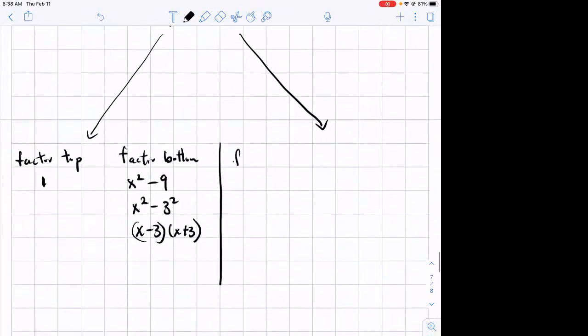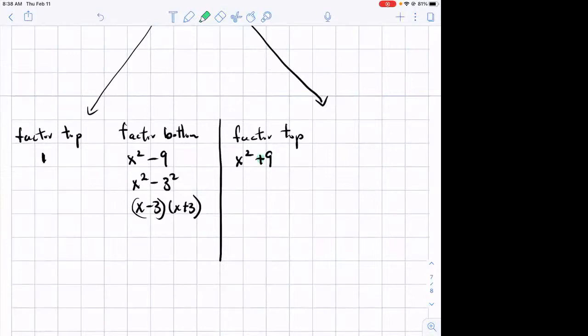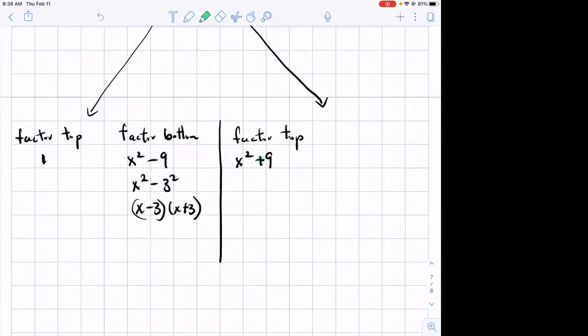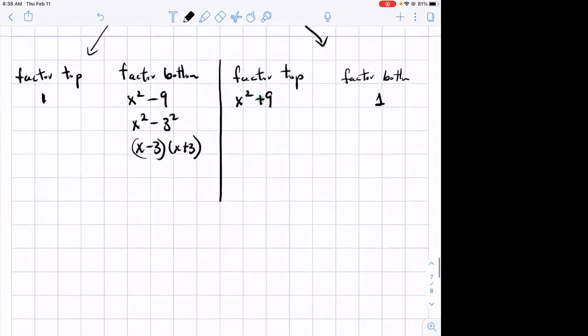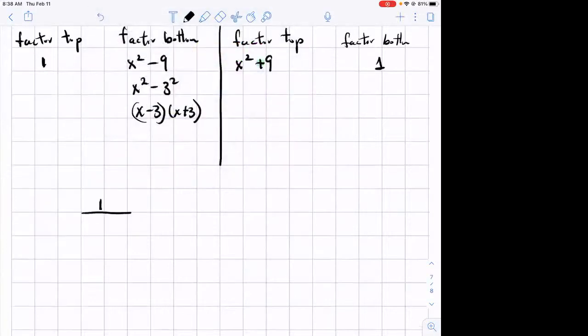If we look at the right side, if we factor the top, which is x squared plus 9, be careful, this is a plus, so there is no sum of squares. So this cannot be factored. And then if we look at the bottom, which is 1, that cannot be factored either. So by rewriting our problem in the factored form, we have 1 over x minus 3 times x plus 3, times x squared plus 9 over 1.